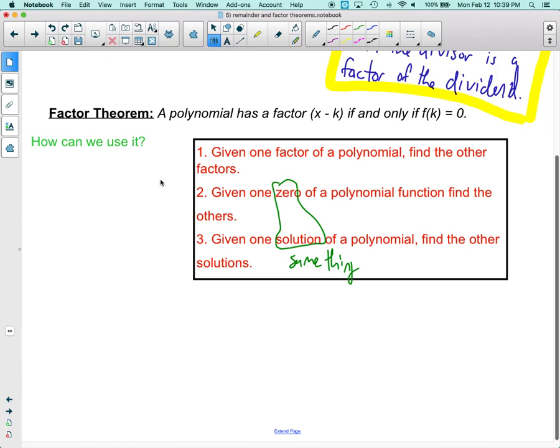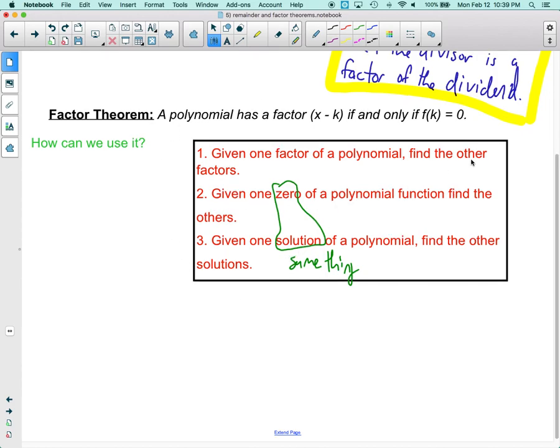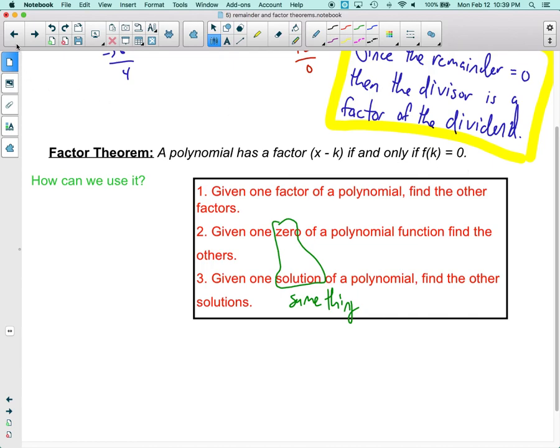So that's how we're going to be applying this theorem today in conjunction with the remainder theorem to be able to factor problems that we wouldn't normally have been able to factor, or solve problems that we wouldn't normally be able to solve. We'll do an example of that in the next video.